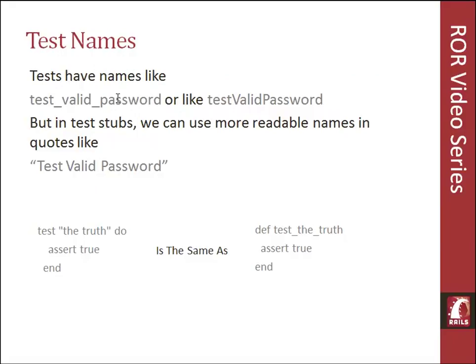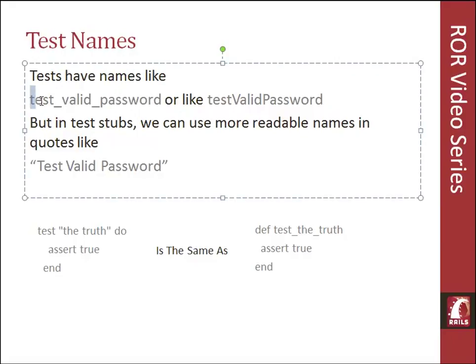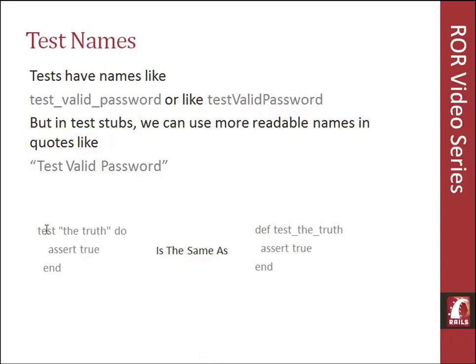The test names, like I just explained, have names like test_valid_password, or camel case. But in the test stubs, we usually use more readable names, with capital letters and spaces and just human readable stuff. So this here, test the truth in quotes, is the same as this. This is how Rails reads it. This is how we like to write it.